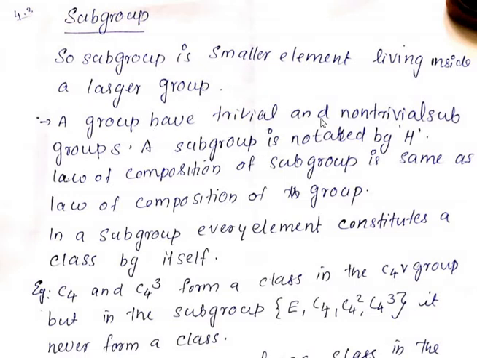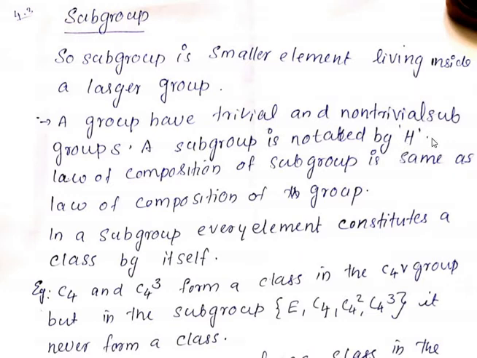We know that the trivial subgroups are the identity element and the group itself. Normally we are dealing with non-trivial subgroups. This non-trivial subgroup, or generally what we call a subgroup, is notated by H. So H is used to notate a subgroup.